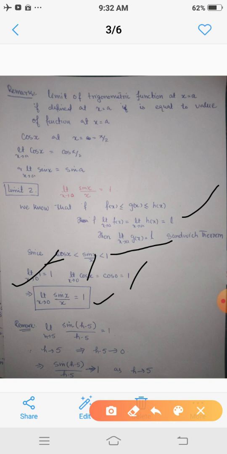Like if we consider, prove that limit h tends to 5 of sin(h minus 5) upon (h minus 5) is 1. Now when h tends to 5, this means that h minus 5 tends to 0. The angle in the numerator and the denominator is the same, so by the above remark, the limit is 1. Because for this we should have the same angle in the numerator and the denominator, and this angle should tend to 0, then we say that its value is 1.